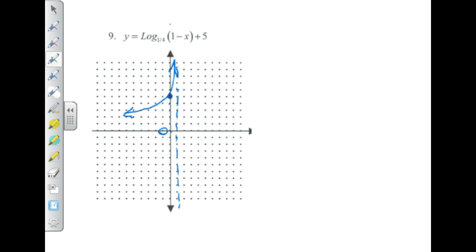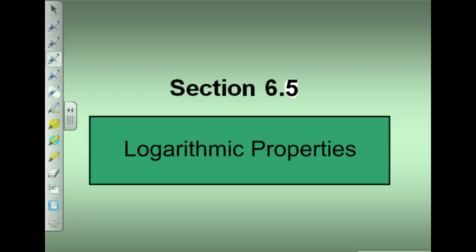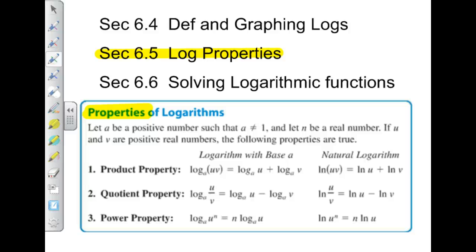So you can go through and look at the graphs of these in section 6.4, but again, this video, I've already spent 6 minutes talking about 6.4. I really want to talk to you about the properties. And there are 3 log properties. I've already given you some log properties, but here are the product, the quotient, and the power properties.